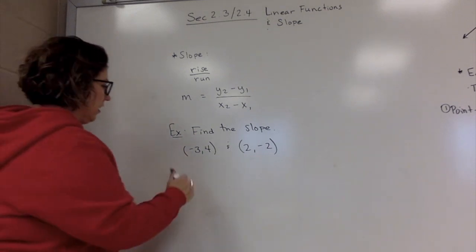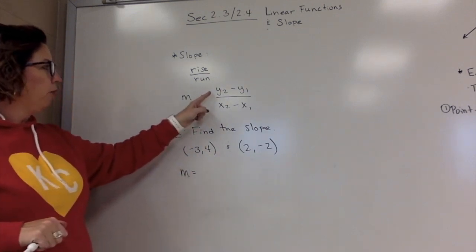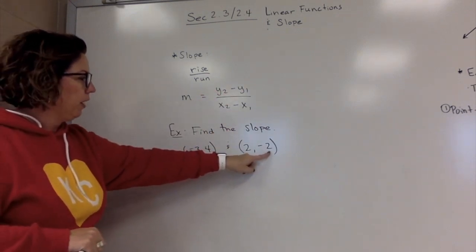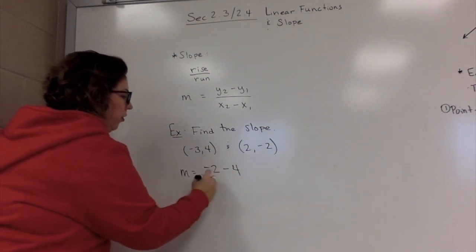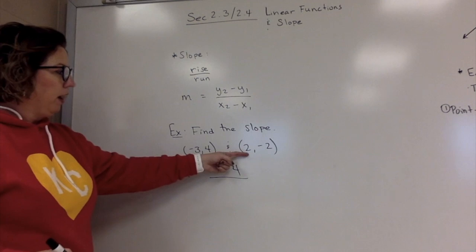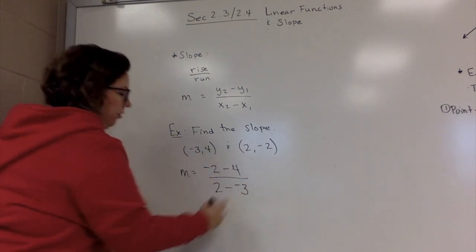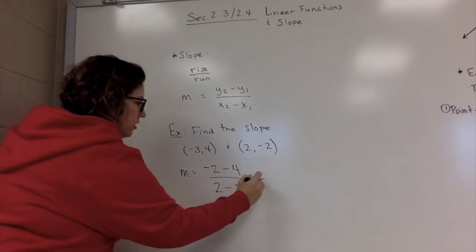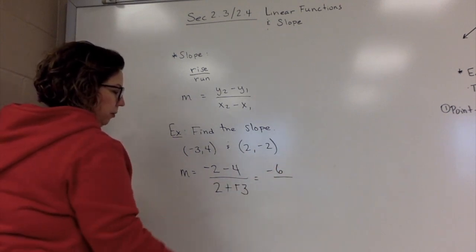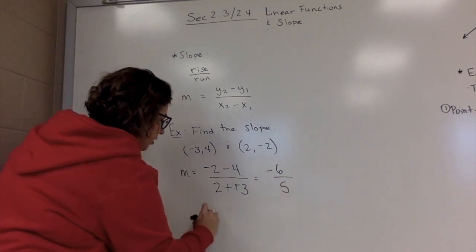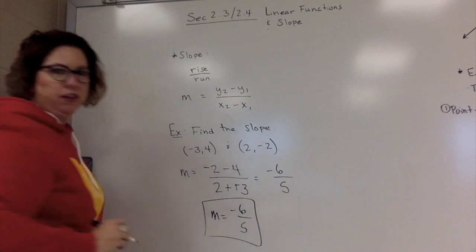Remember, the important thing is to keep your subtraction straight. So if we have y2 minus y1, if I call this y2, it'll be negative 2 minus y1, which is 4. Then when I do x2, I have to start with this point, which will be 2 minus then negative 3. Well, negative 2 minus 4 is negative 6. 2 minus negative 3 is the same as 2 plus 3, so that's 5. So our slope is then negative 6/5.